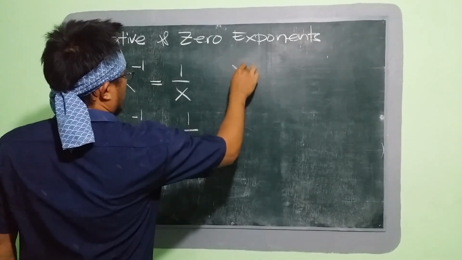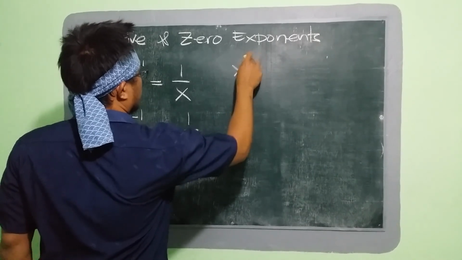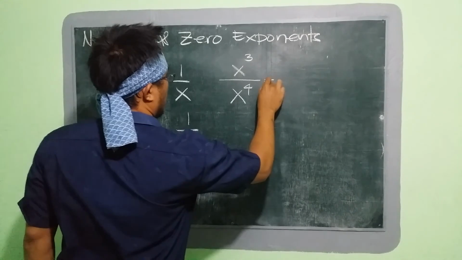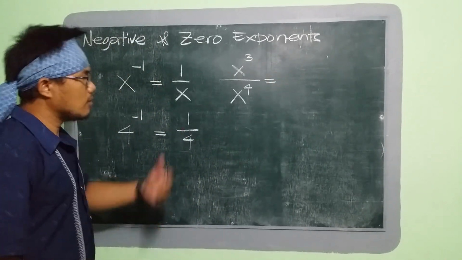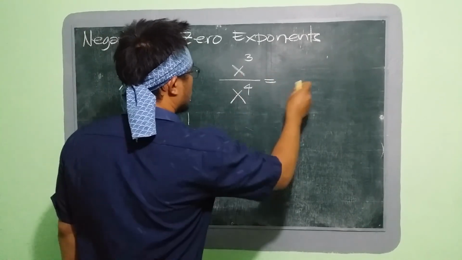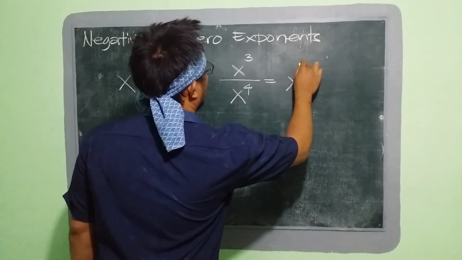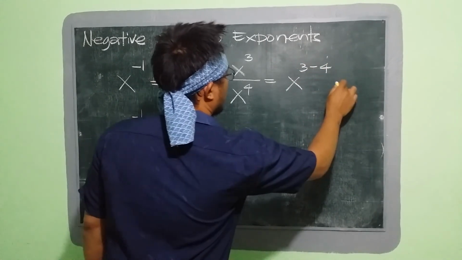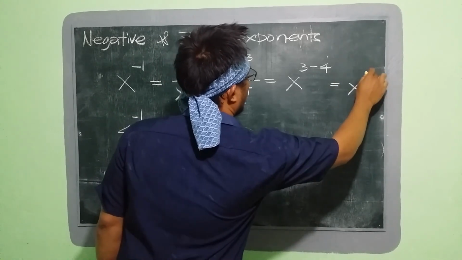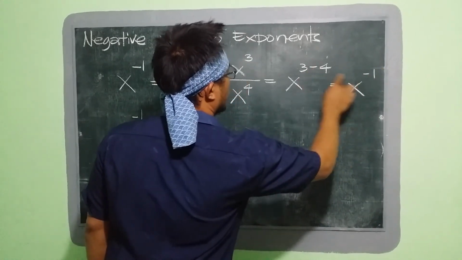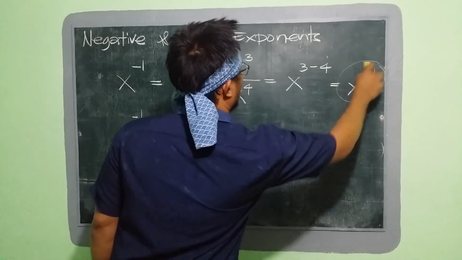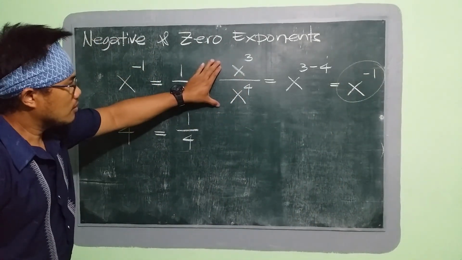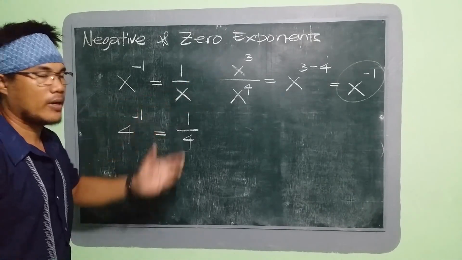So for example, if we have x cubed over x to the 4, applying our law of exponents in dividing, we have x to the 3 minus 4, which is equivalent to x to the power of negative 1, since 3 minus 4 is negative 1. Now, how about if we were going to solve this example in another way?